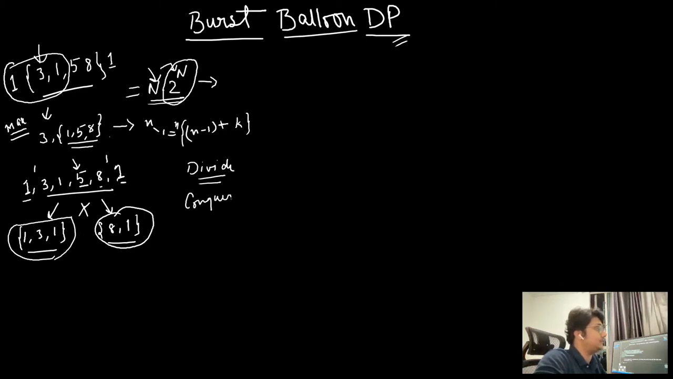There is one property in the divide and conquer solution. In any divide and conquer algorithm, be it merge sort, be it quick sort, or any other standard divide and conquer algorithm, the basic property to apply divide and conquer is that the subproblems should be independent of each other. Now let's see if the subproblems are independent of each other or not.